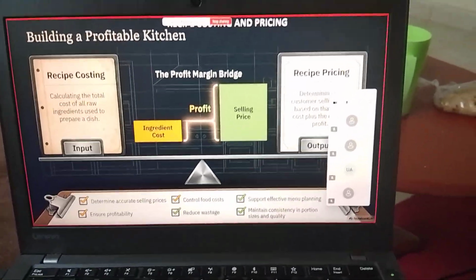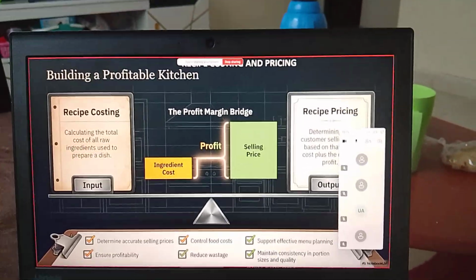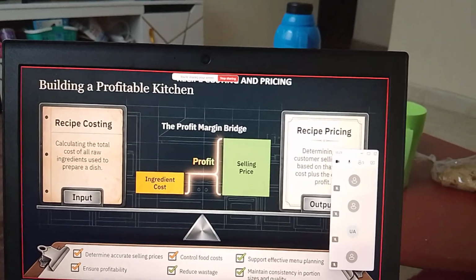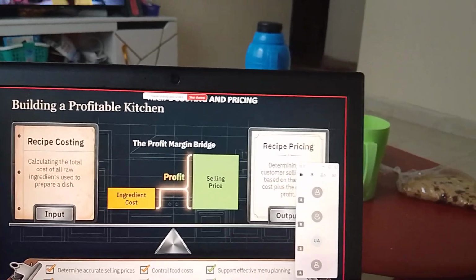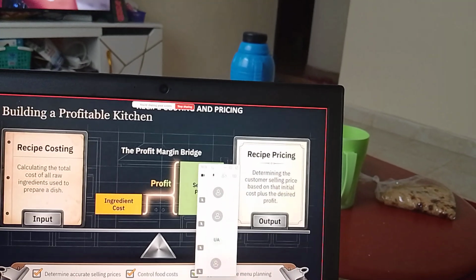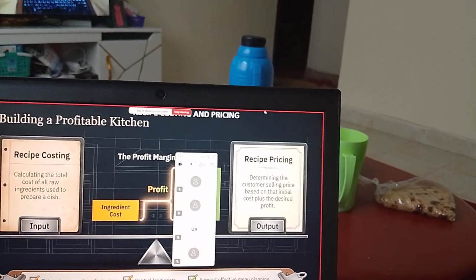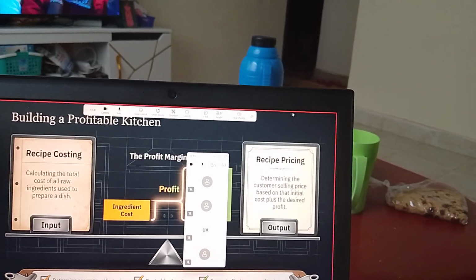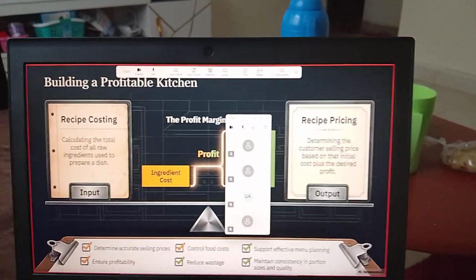So who can remind us what a recipe is? When you hear the words recipe costing or recipe pricing, what comes to your mind? What comes to your mind when you hear this word?